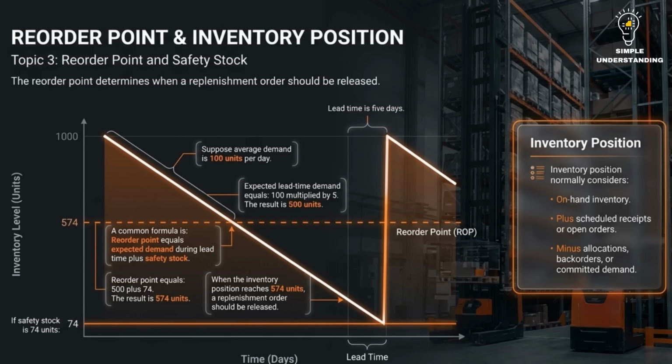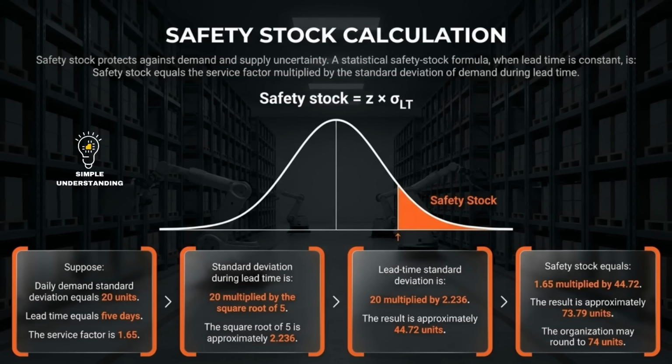Inventory position normally considers on-hand inventory, plus scheduled receipts or open orders, minus allocations, back orders, or committed demand. Safety stock protects against demand and supply uncertainty. A statistical safety stock formula, when lead time is constant, is safety stock equals the service factor multiplied by the standard deviation of demand during lead time. The formula is safety stock equals Z multiplied by sigma LT.